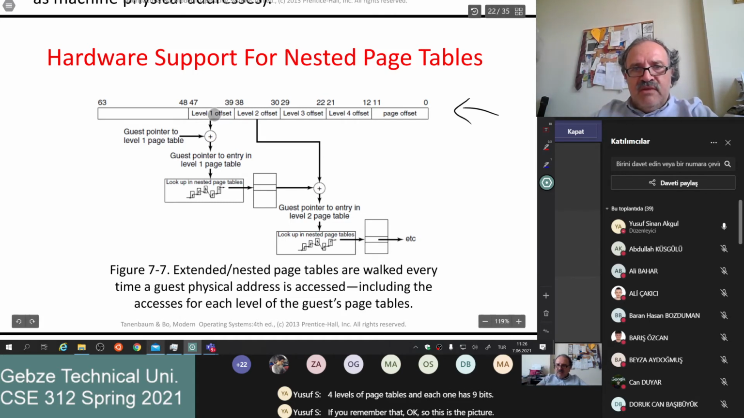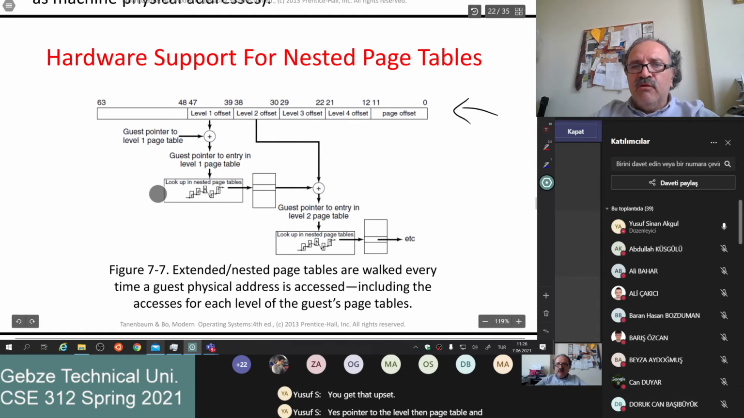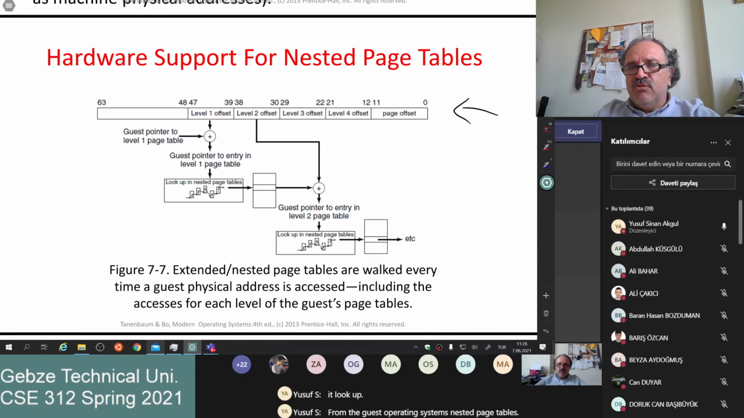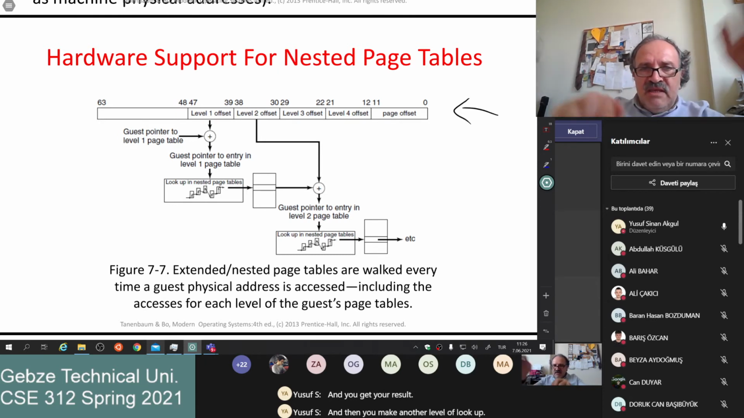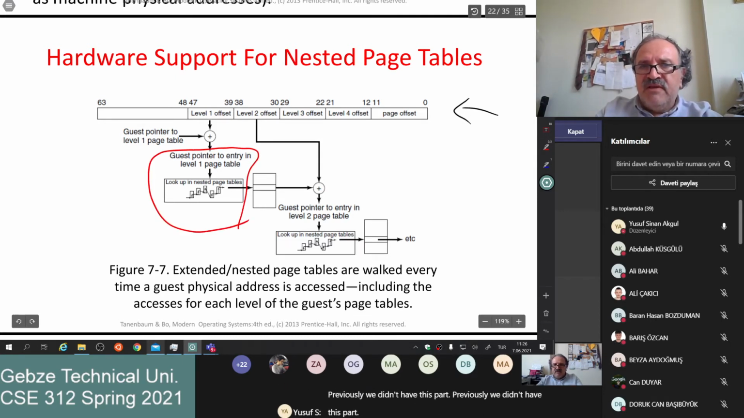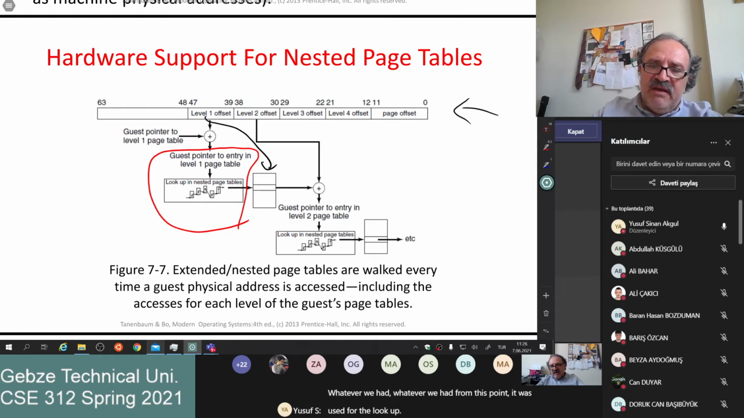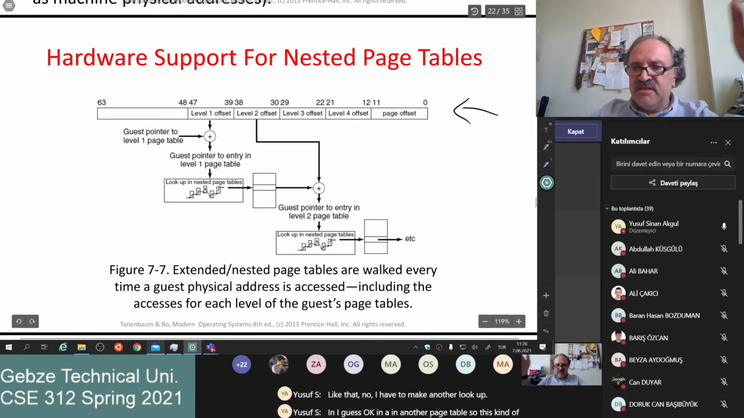When you get the offset from level 1, you get that offset, the guest pointer to the level 3 page table, and then you make a lookup from the guest operating system's nested page tables, and you get your result, and then you make another level of lookup. Previously we didn't have this part. Whatever we had from this point, it was used for a lookup like that. Now I have to make another lookup in another page table. So this kind of memory virtualization is possible now.